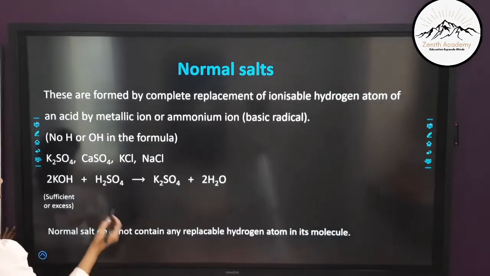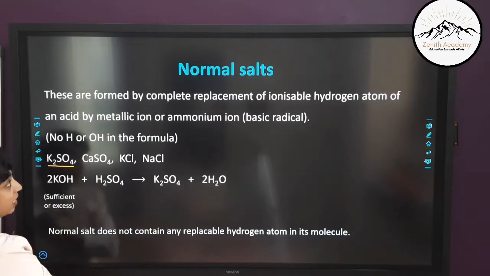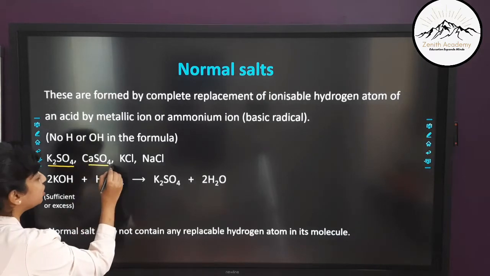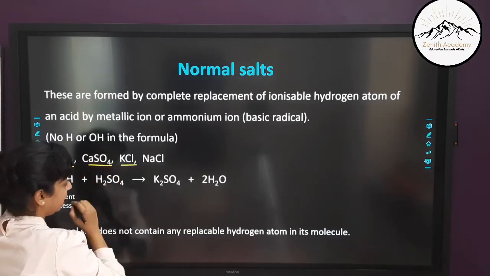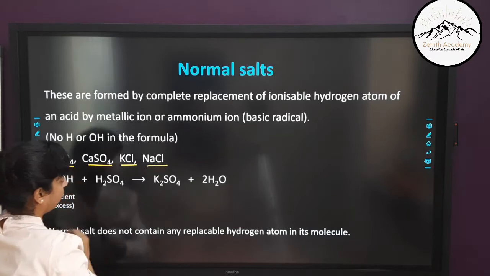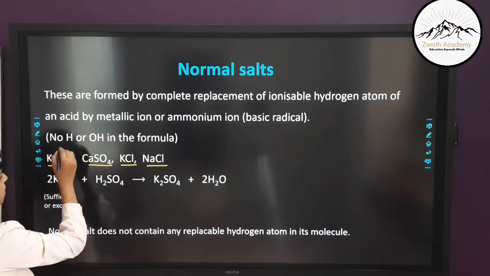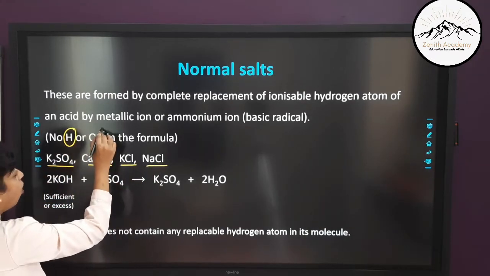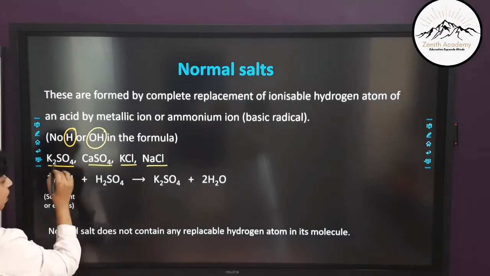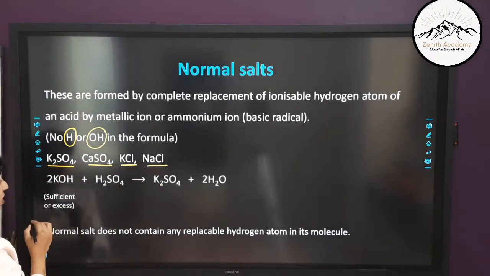If you see, K2SO4 is an example of a normal salt, as are calcium sulfate, KCl, that is potassium chloride, and sodium chloride. In all of these, there is no hydrogen or OH minus ion in the salt. So let's see an example.